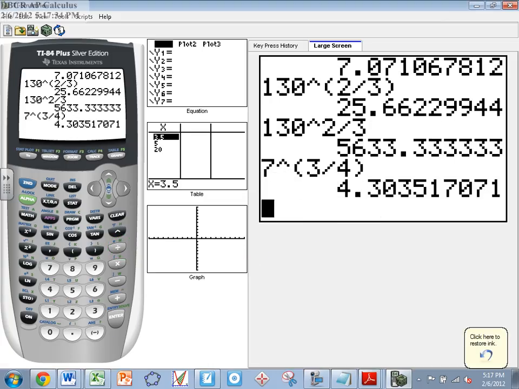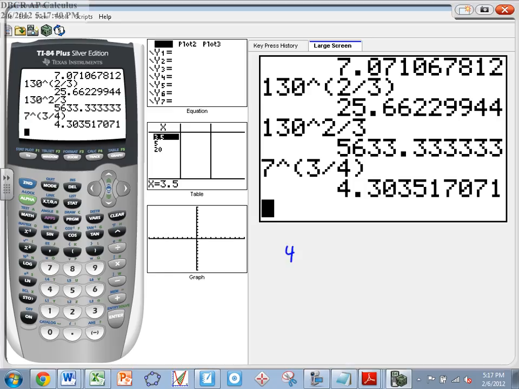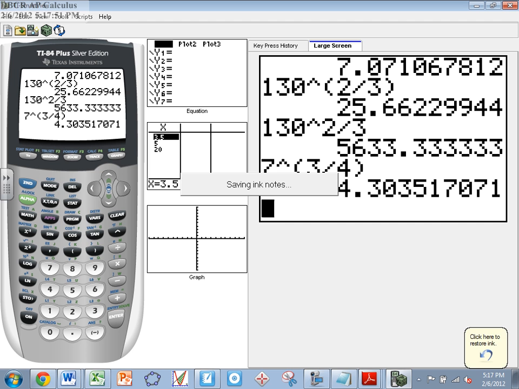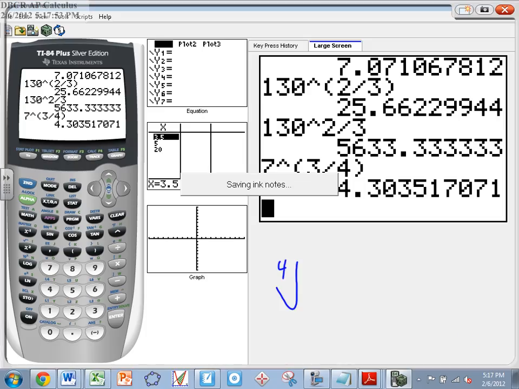Well, let's take a look and think about this logically. What this is telling me to do, again, as we said before, was really the 4th root of 7 to the 3rd power. So you could simply do the 4th root of 7. Now, you might say, well, how do I do the 4th root of 7? Well, the 4th root of 7 is really 7 to the 1/4. Again, because my power is now a 1. So the power becomes a 1 here.